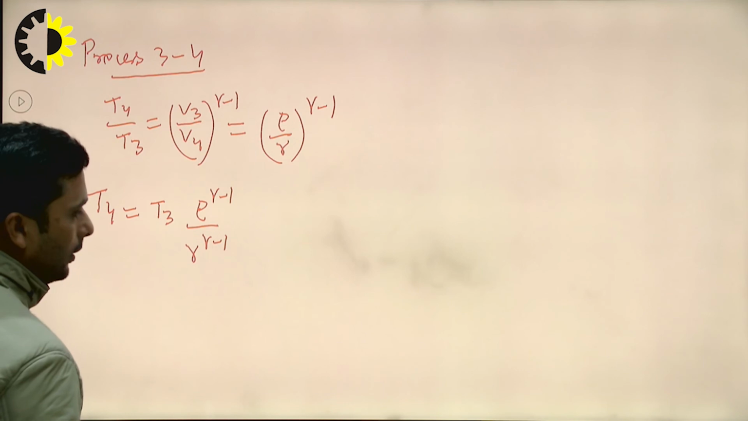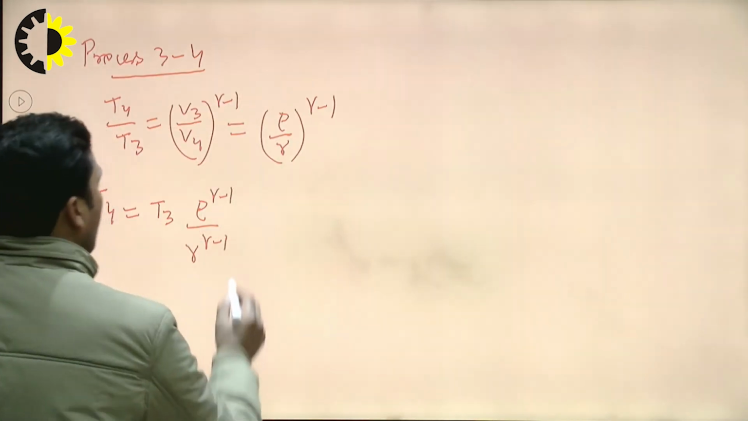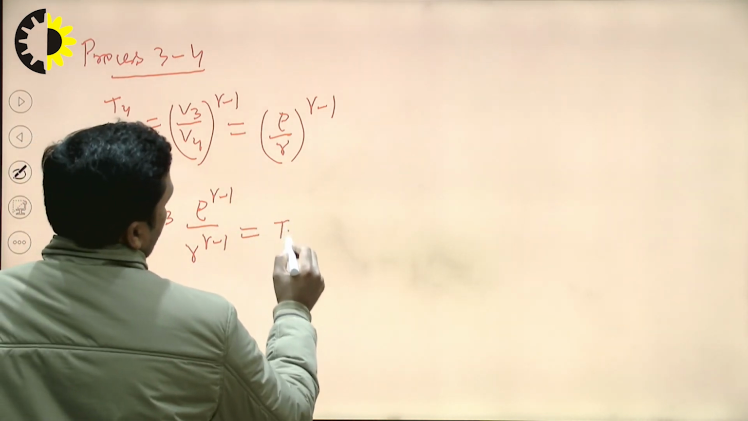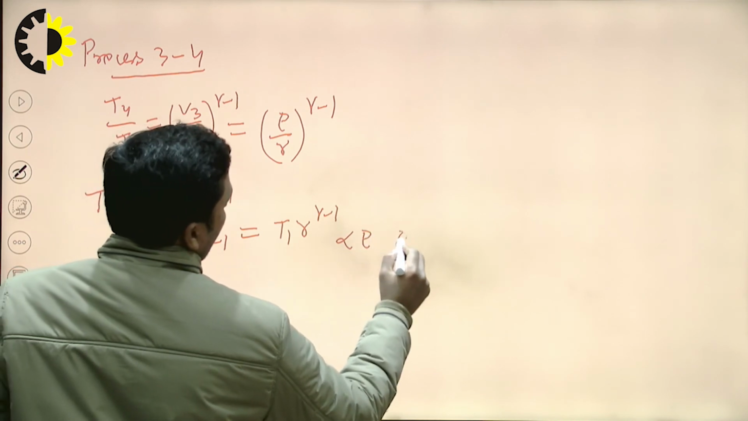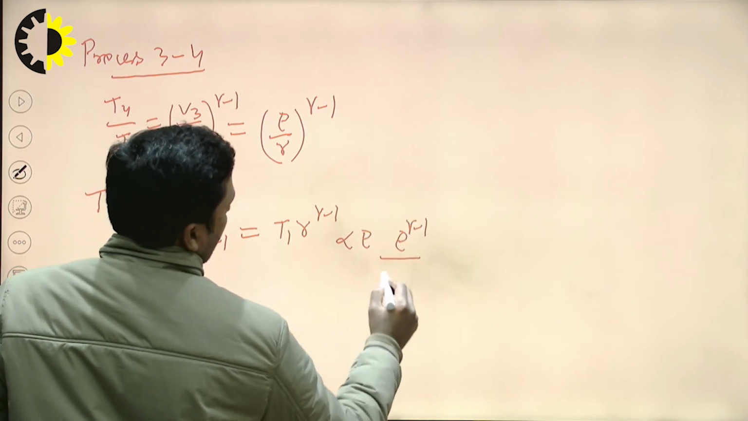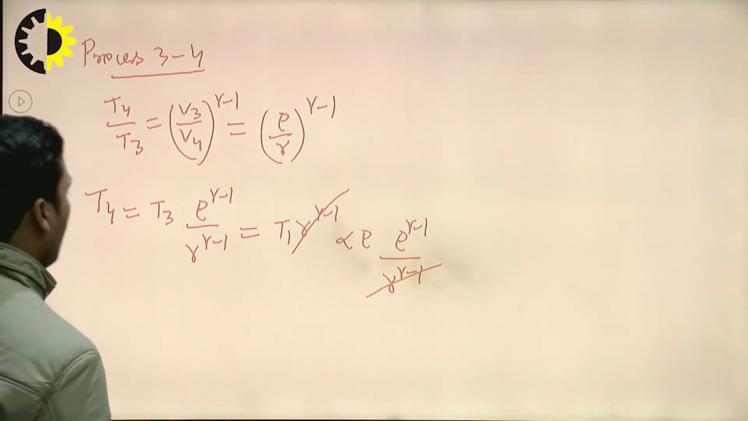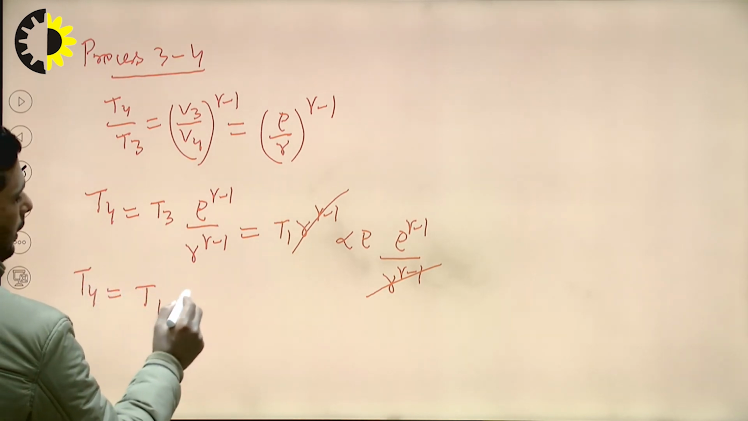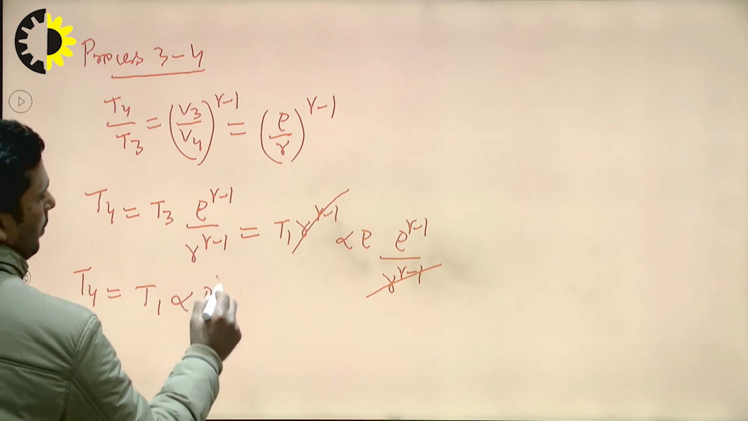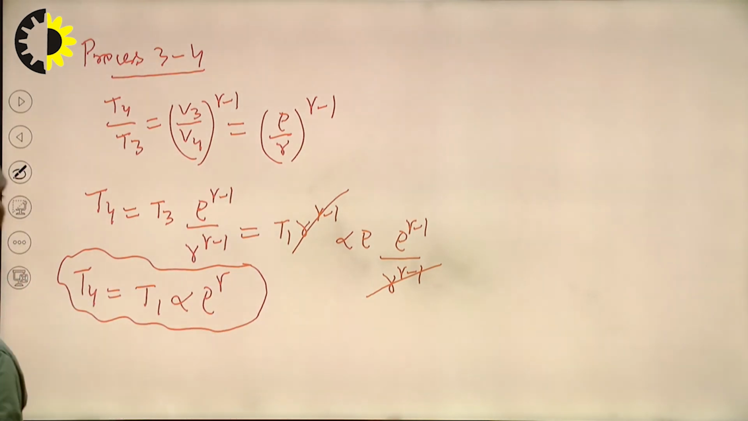And we have calculated the value of T3 is equal to T1 r to the power gamma minus 1 alpha rho. So, T1 r to the power gamma minus 1 alpha rho into rho to the power gamma minus 1 upon r to the power gamma minus 1. So, r to the power gamma minus 1 will cancel out. So, from here T4 will be equal to T1 alpha rho to the power gamma. So, all the temperatures are converted in the format of T1, alpha, r, rho.